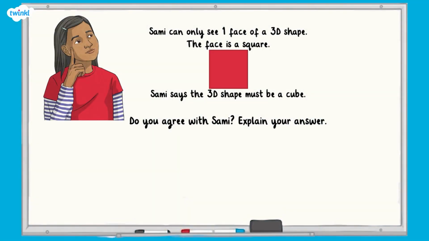Now it's time for you to use your knowledge to answer a challenge question. Sammy can only see one face of a 3D shape. The face is a square. Sammy says the 3D shape must be a cube. Do you agree with Sammy? Remember to explain your answer by giving examples. Pause now while you answer the question.